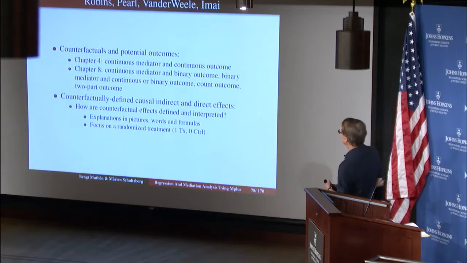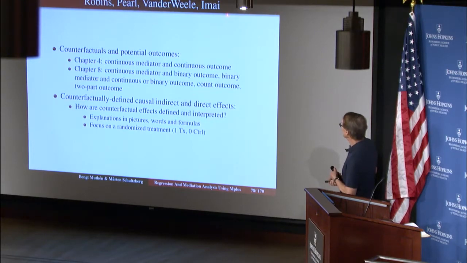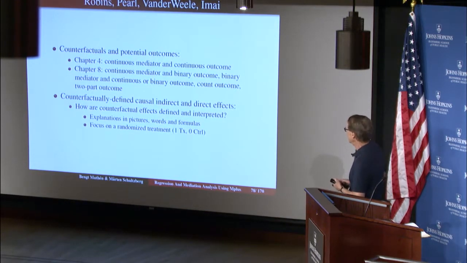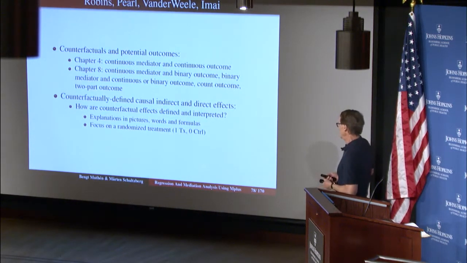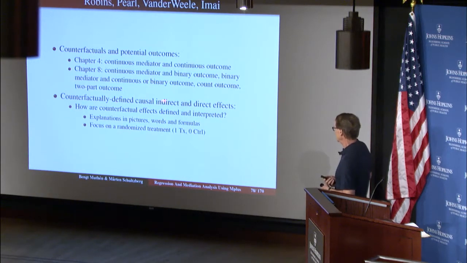So this is described by Robins, was the person I was thinking about, Pearl, VanderWeele, and Imai. And it's described in the book in two chapters. Chapter 4 for continuous mediator, continuous outcome. There you get most of the standard results, except the X times M interaction, which is a little bit new, I think. But then in chapter 8, that's where things heat up, and you have indirect and direct effects for other types of variables: binary outcome, binary mediator, count outcome, two-part outcome. So the question then is, how do you go about counterfactually defining these indirect and direct effects?